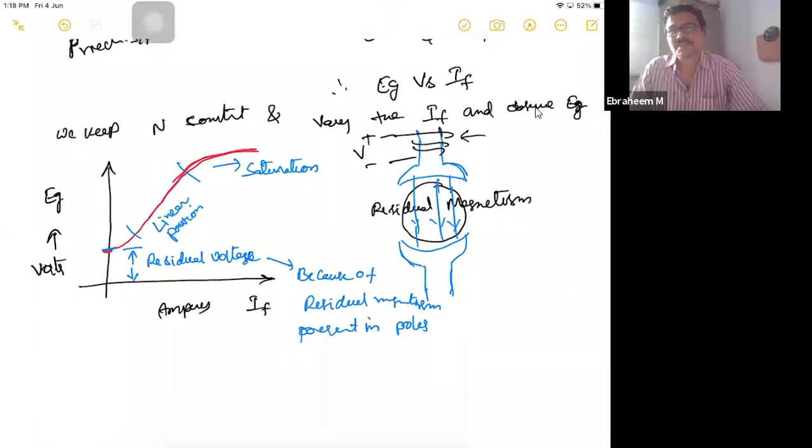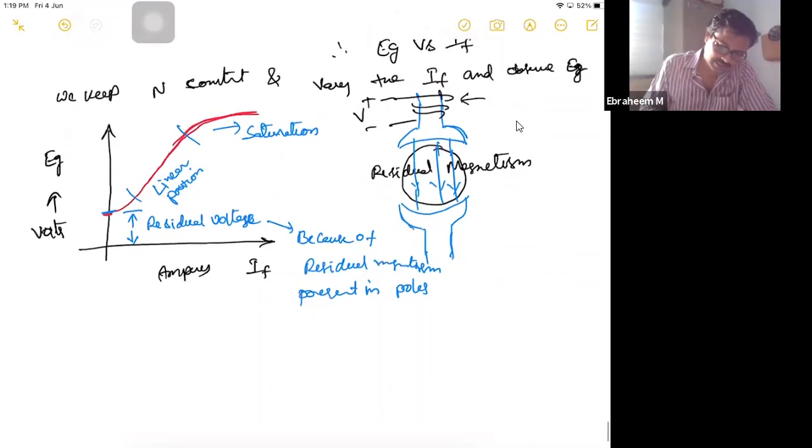So they will test the machine, right? And that means obviously they will supply. They might have given a supply for testing. They will definitely give the supply to the field poles. That means there will obviously be residual magnetism for a self-excited machine. So that's why it will start here.